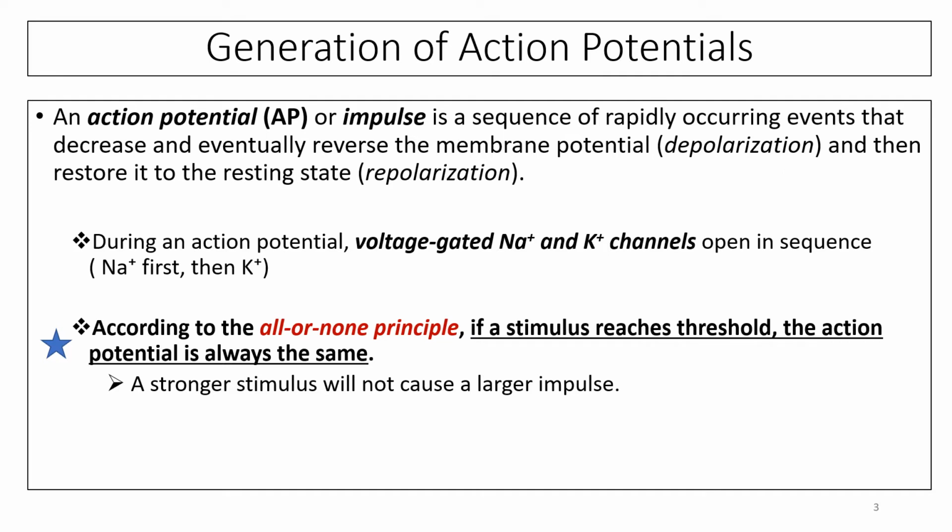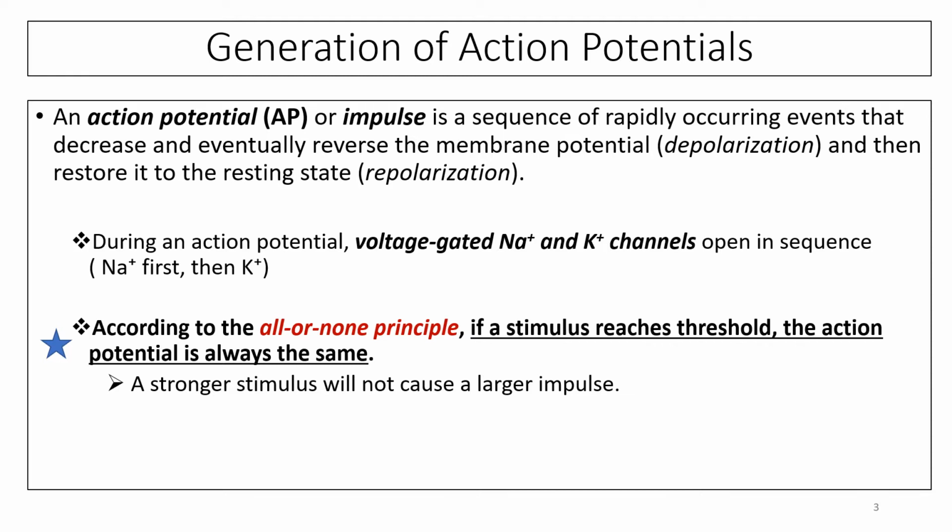The other really important point here is the all or none principle. What this refers to is that if there's enough stimulus on the neuron that it depolarizes the inside of the membrane of the neuron to negative 55 millivolts, once you hit threshold, then the action potential occurs, and it doesn't matter if there's more stimulus, the action potential will always be the same. As soon as you hit threshold potential, negative 55 millivolts, the action potential automatically will occur, and it's always exactly the same.